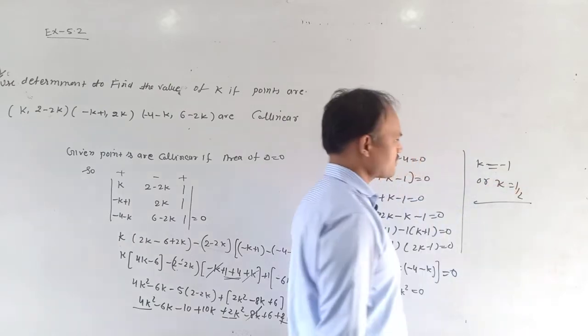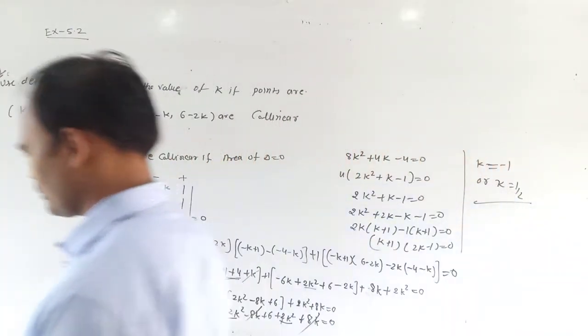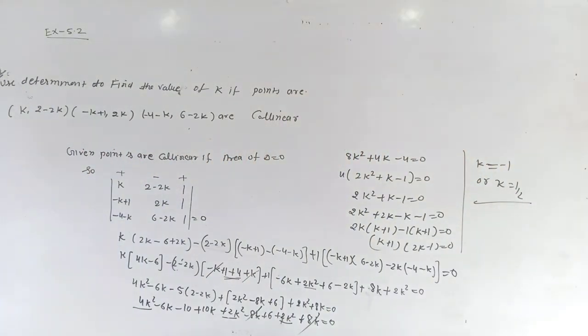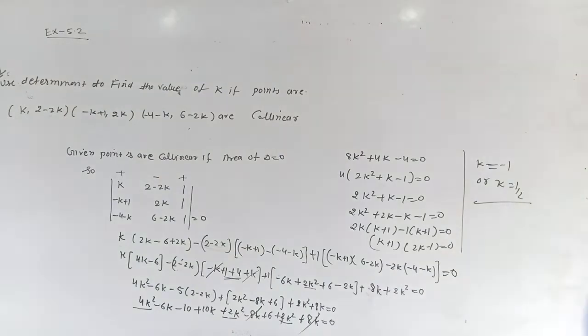So students, there are two answers: k equal to 1 by 2 and k equal to minus 1. So these are two values of k. This is a very interesting and very important question for board classes, so you have to solve these questions by yourself also.